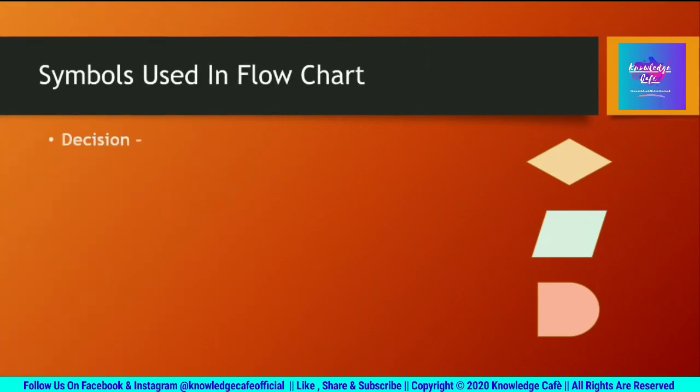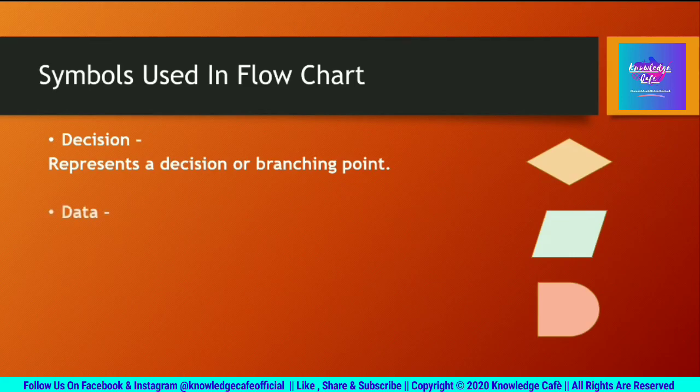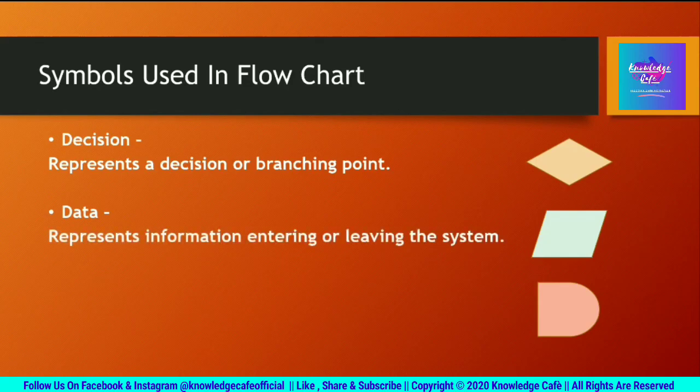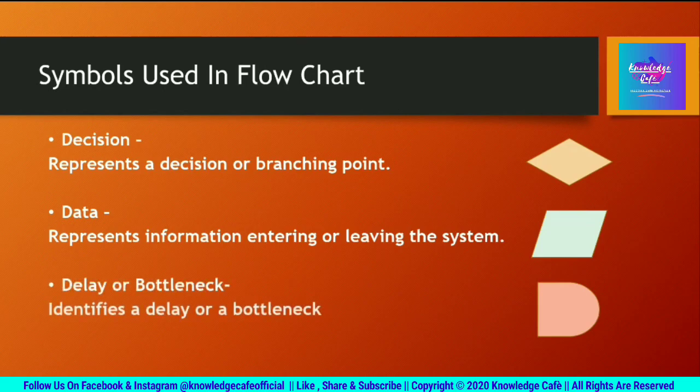Next, decision. A diamond shape is used to represent a decision or branching point. Next, data. It represents information entering or leaving the system. Delay or bottleneck. Used to identify a delay or a bottleneck.